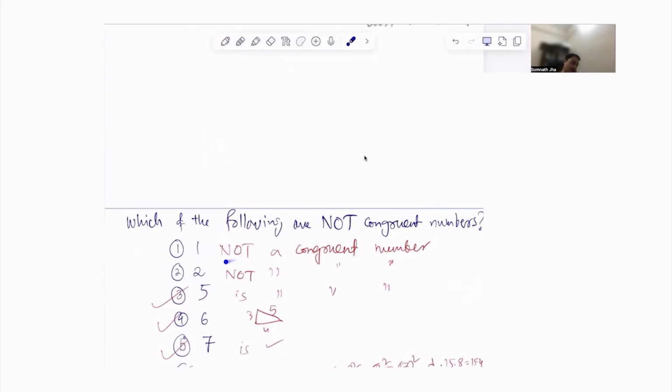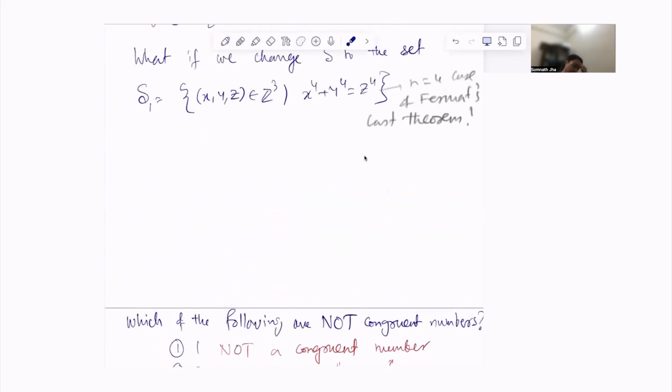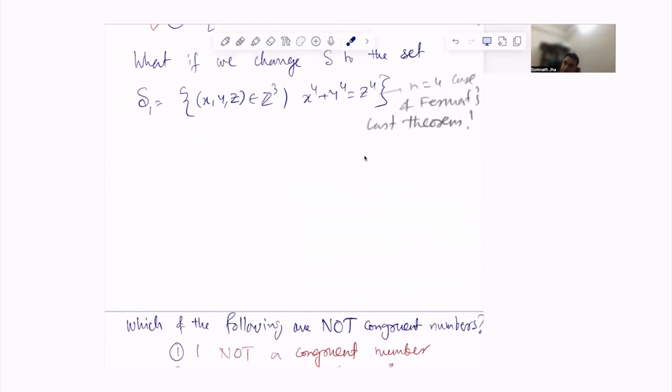Yeah, so the first one is not a congruent number. The second, 2, is not a congruent number. So the options given are 1, 2, 5, 6, 7, 15, 21. Let's go through them one by one. First is 1. We know 1 is not a congruent number. This is one of the theorems we have proven, right?